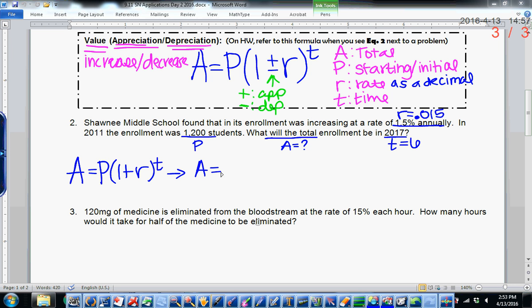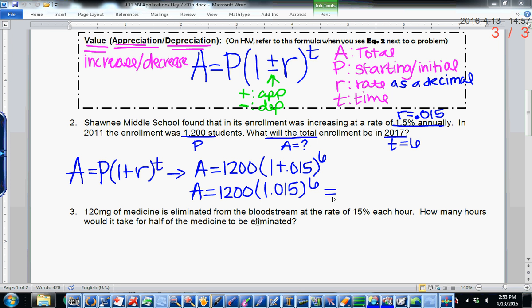So A equals 1,200 times 1 plus 0.015 to the 6th power. Can we simplify 1 plus 0.015? Yeah. You don't have to. It's just a little bit easier when you put it in your calculator. All right, go ahead and put that into your calculator. And these are talking about people, so let's round to the nearest whole person.